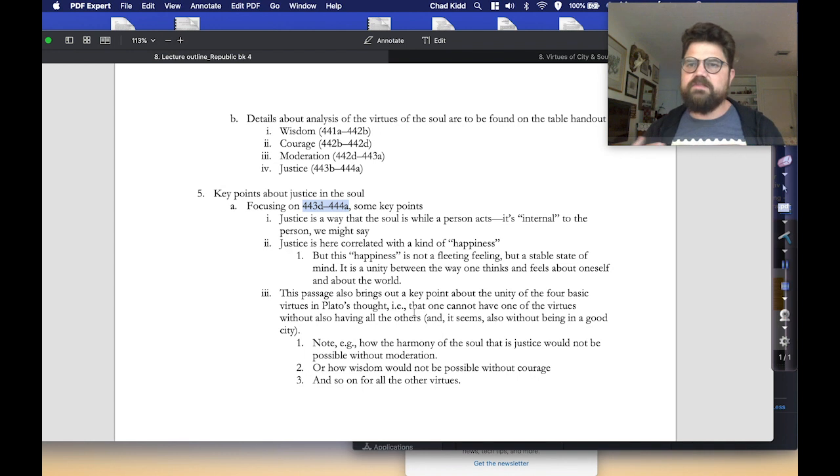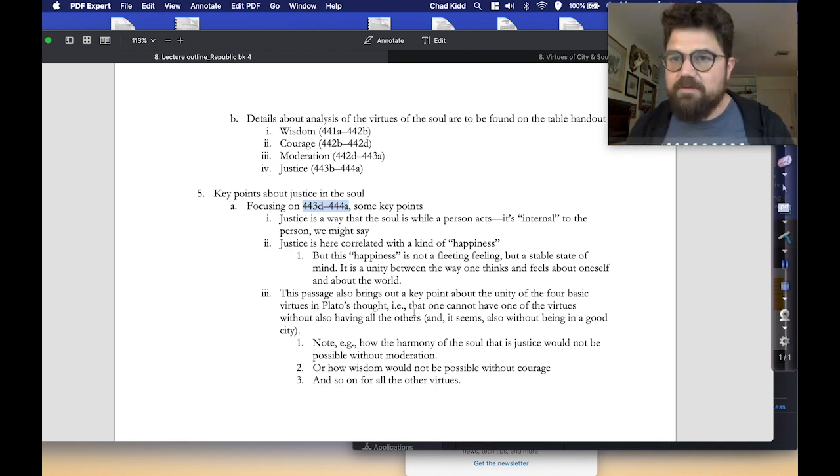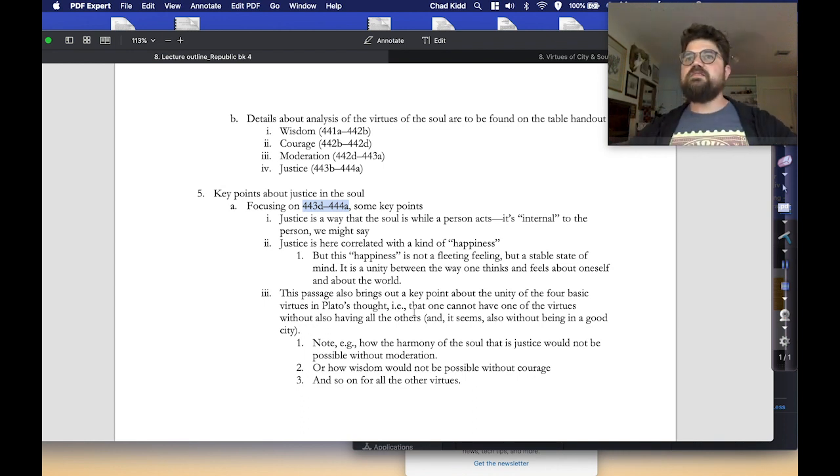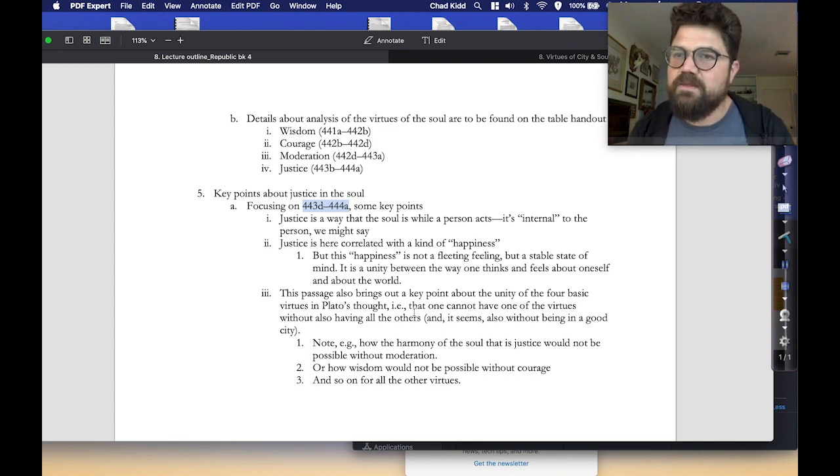This doesn't mean that the just person can't be at some points in his life maybe a little bit anxious or maybe a little bit afraid or maybe even angry, right? But it does mean that this anger or this fear or this anxiety will always be tempered by a basis of harmony amongst the parts of the soul in his or her actions in the world.